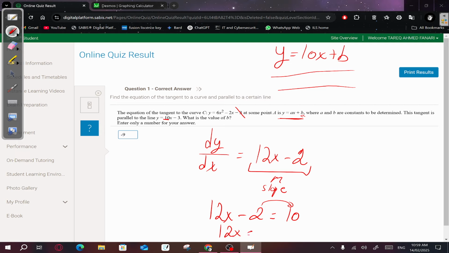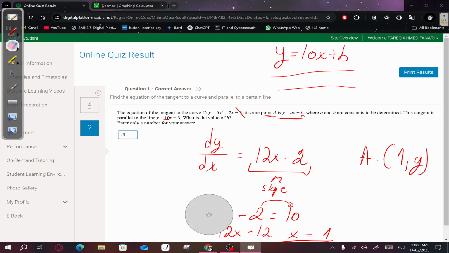Now, that's it. Simple. Take this to the other side. 12x equals 12, because you took this to the other side and flipped the sign: 10 plus 2 is going to be 12. Divide by 12 on both sides. x equals 1. So this is at point A, by the way, because remember, it says at some point A, the tangent is parallel. So A has the coordinate points of 1 and y. We need to find y, right?